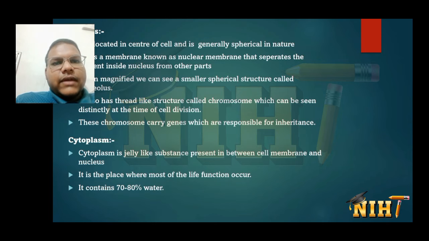Next, we have cytoplasm. Cytoplasm is a jelly-like substance present in between cell membrane and nucleus. And this is the place where most of the life functions occur, or we can say enzymatic actions occur. It contains 70 to 80% water.